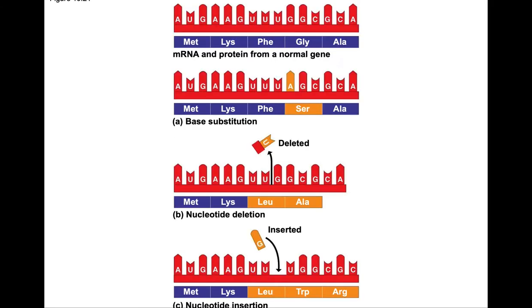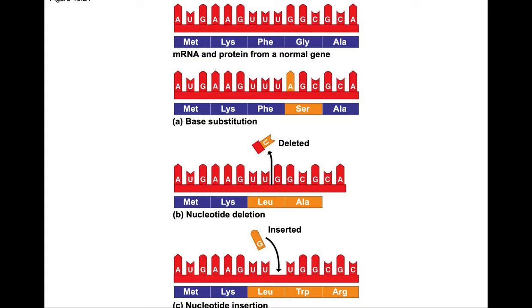Next slide. Here's the example. At the very top, picture A, we see our normal sequence causing our normal sequence of methionine, lysine, phenylalanine, glycine, and alanine. That's your normal sequence. The second row for the base substitution, notice I have pretty much the same sequence, except instead of glycine, I have now serine for picture A.